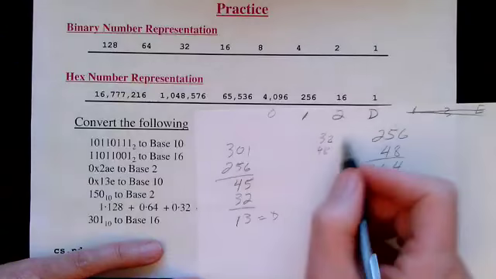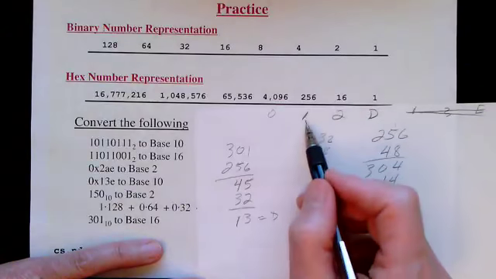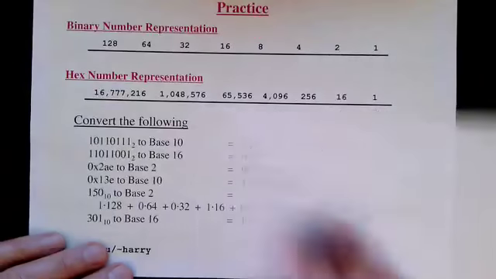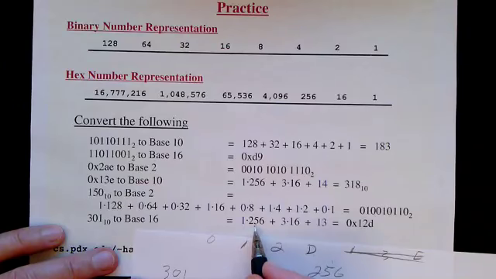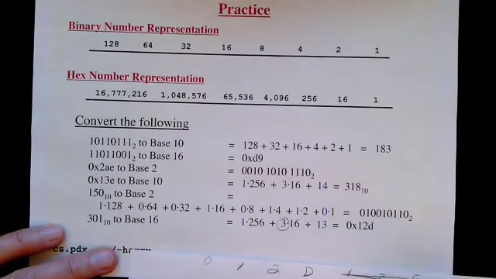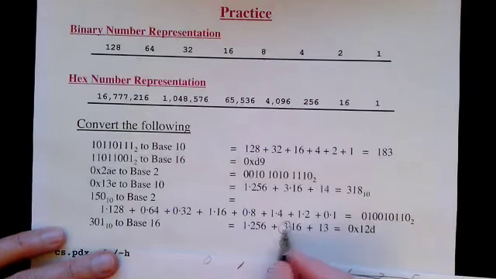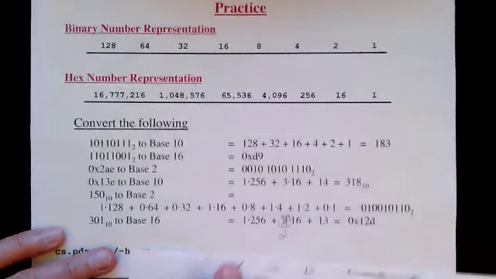Let me get rid of that stuff there. Okay, so our answer is 1, 2, D. And that's what we see down here. 1 256, 3 16s. Oops, that should be a, okay, that's a mistake. That should be 2. And 13.